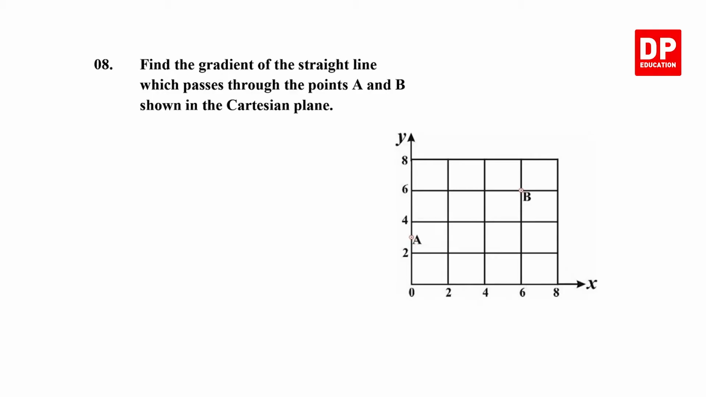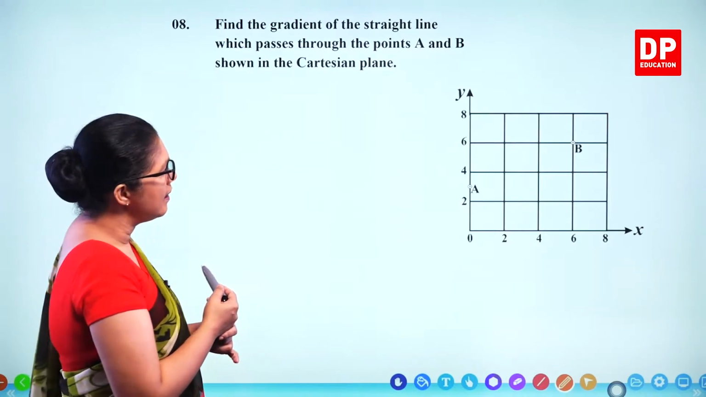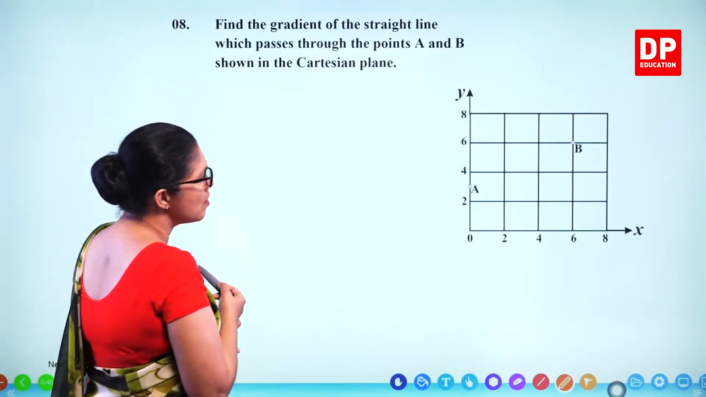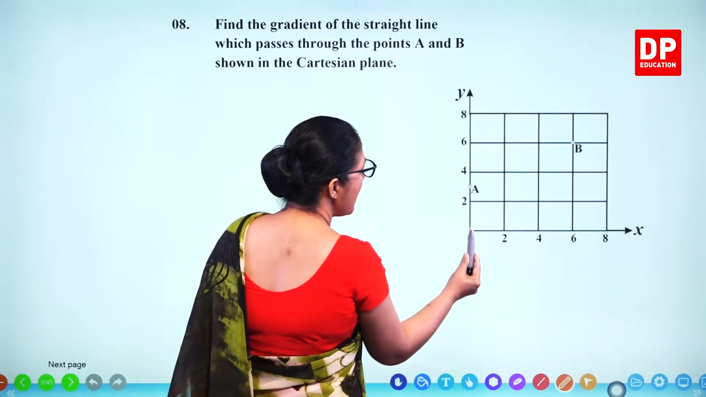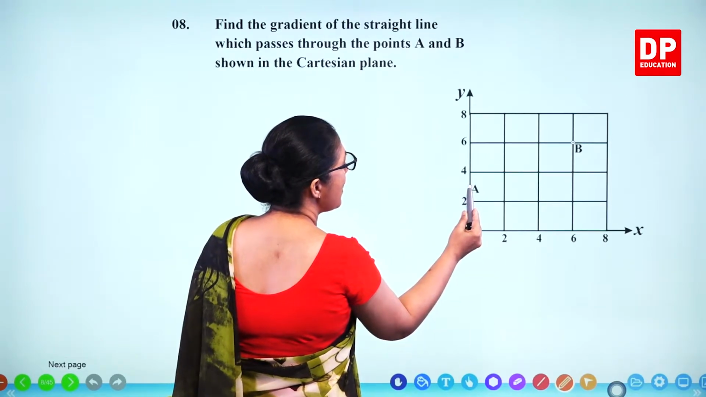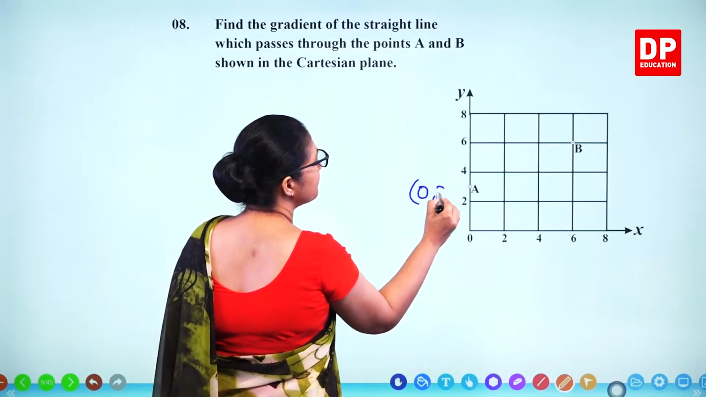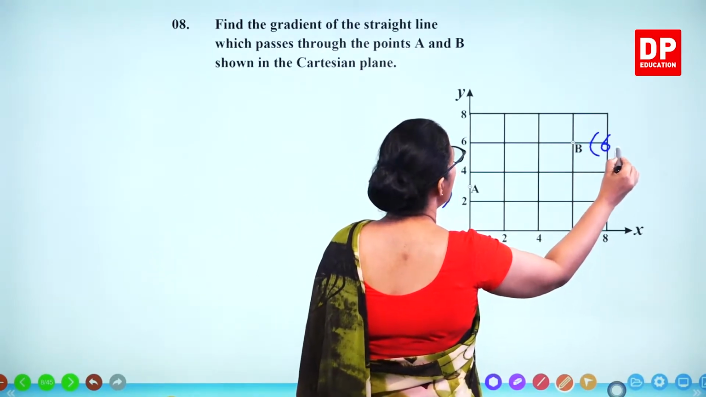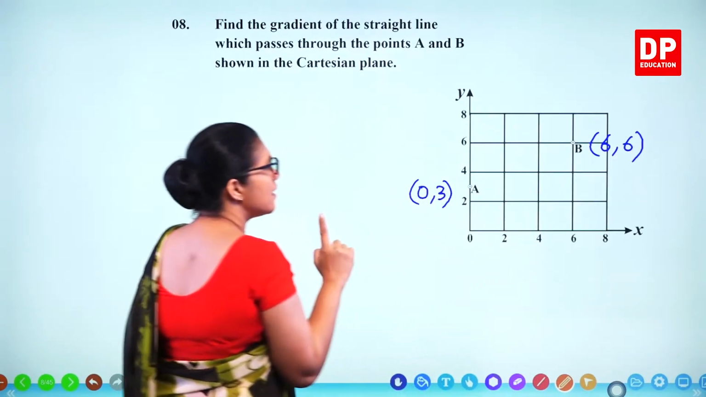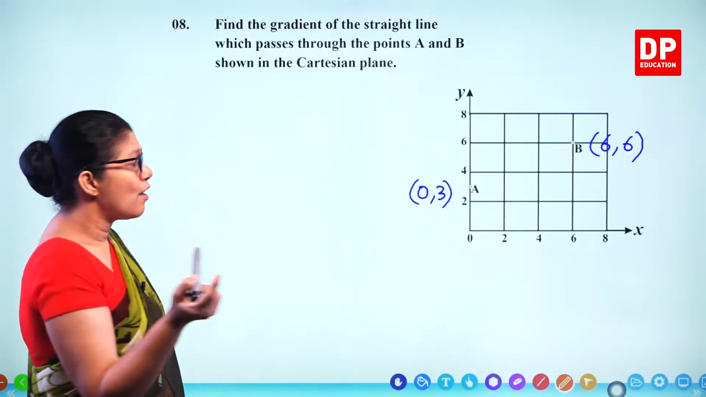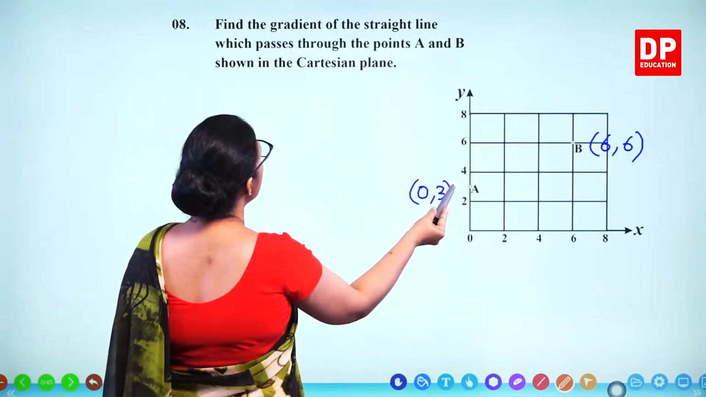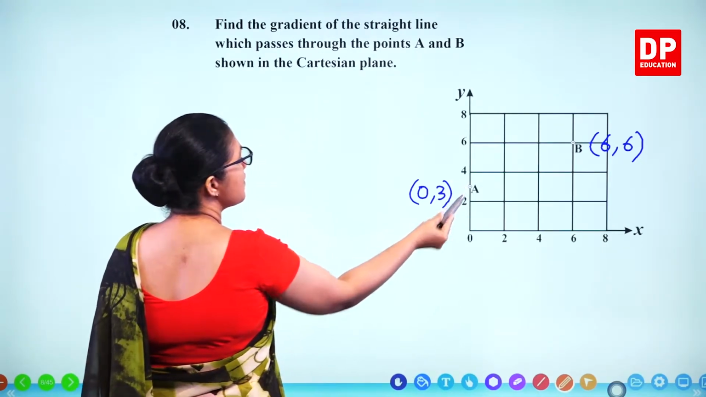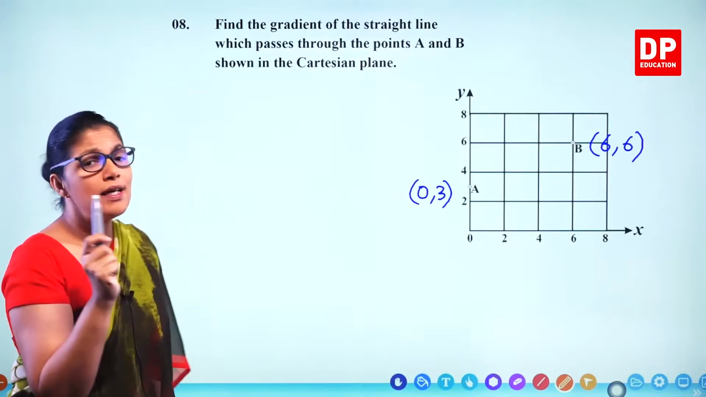Question number 8. Find the gradient of the straight line which passes through the points A and B shown in the Cartesian plane. So we need coordinates. What's the coordinate of A? When x equals 0, y equals 3. What about this one? When x equals 6, y equals 6. So easily you can find out the y-intercept. That's 3.